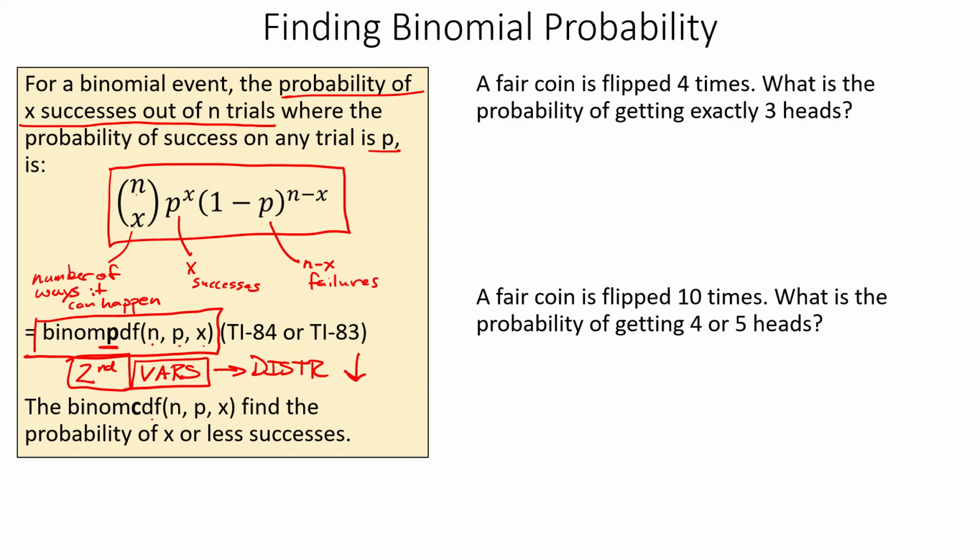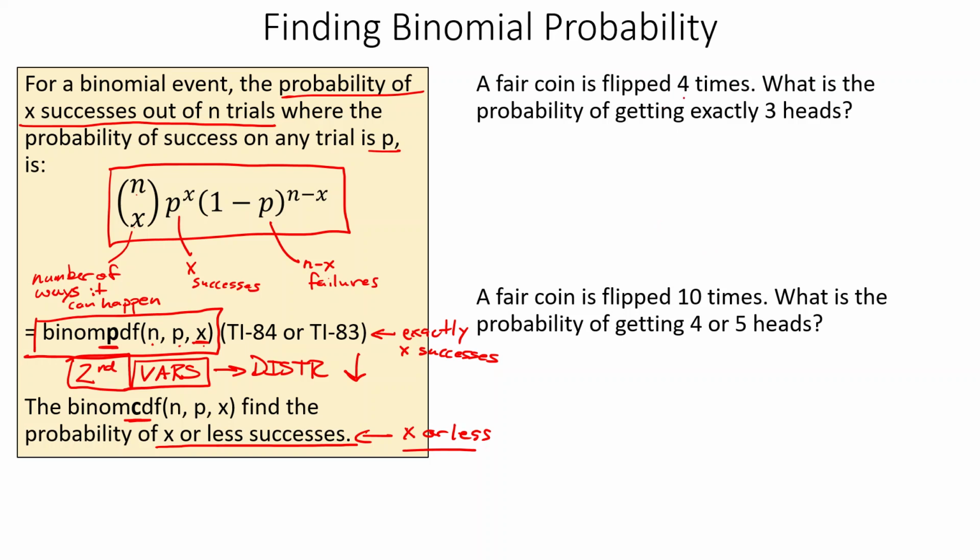And if we go down one further, it gives us binomial CDF, which is the probability of X or less successes. So there's two of them. This is exactly X successes. So PDF means exactly X successes. And this means we have X or less. So if we use CDF, it's X or less successes. All right, so let's take a look here.